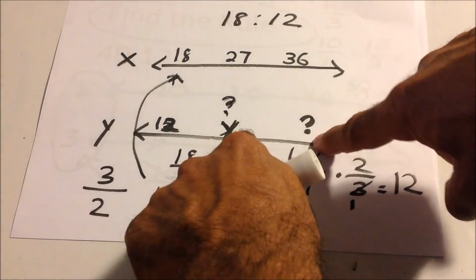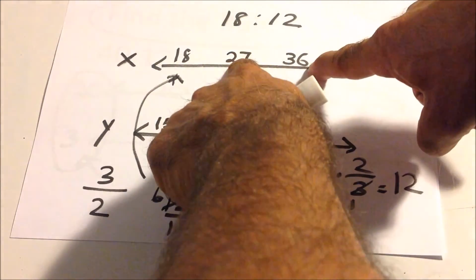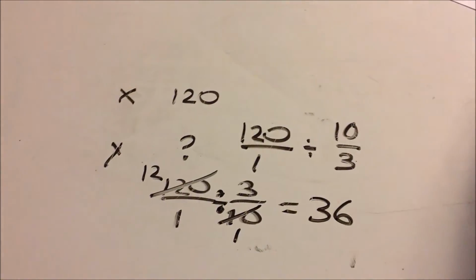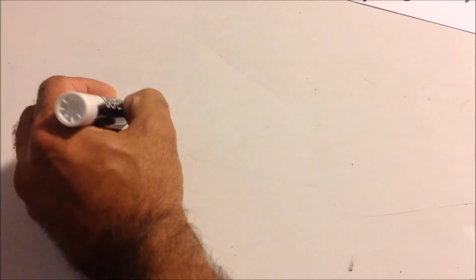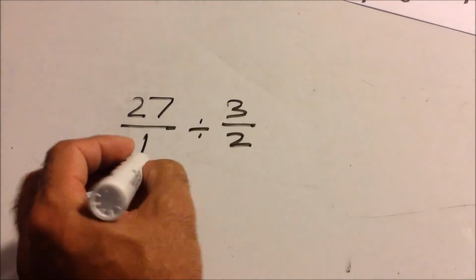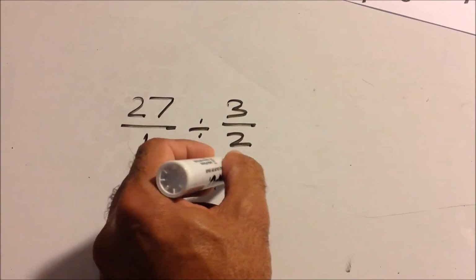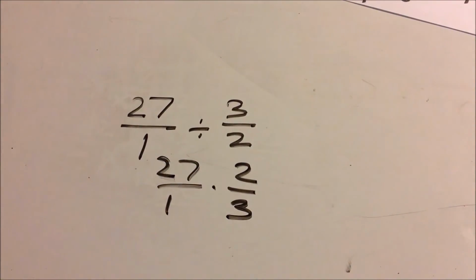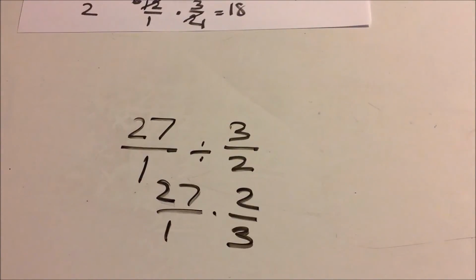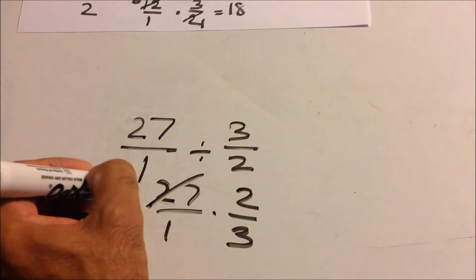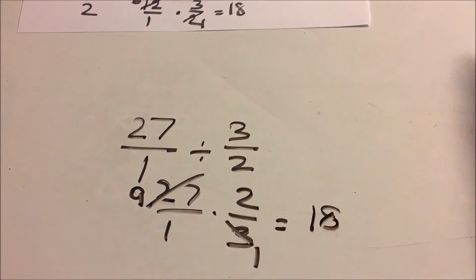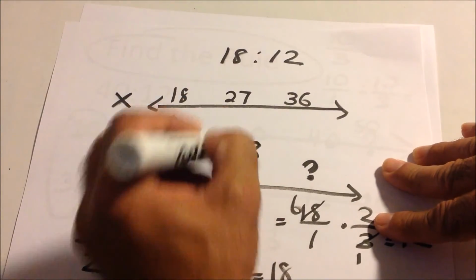So see if you can get what these two missing numbers are, knowing the rule with 27 and 36. See what you got. Okay, so with 27, it's the x, so we're going to divide 3 over 2, which becomes 27 over 1 times 2 over 3. All right. So 3 goes into 27 9 times, and we'll get 9 times 2, 18. So the missing number for 27 should be 18.